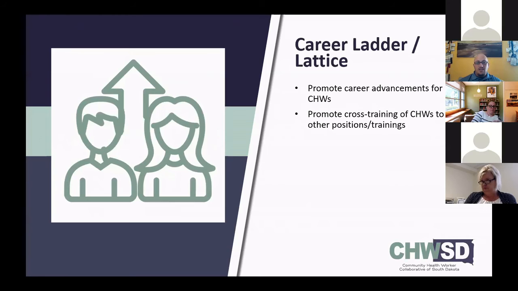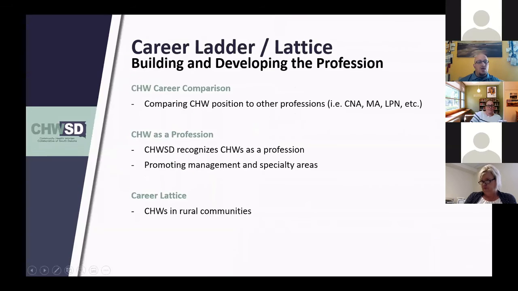And then the next area we want to focus on is looking into a career ladder as well as a career lattice. And so not only promote career advancements for community health workers, but also promote cross-training of community health workers to other positions or trainings. So when looking at a CHW career comparison, this is something that we're working on developing now, and we'll have it on our Community Health Worker Collaborative website in the next month or two.